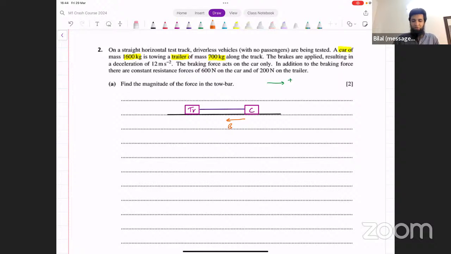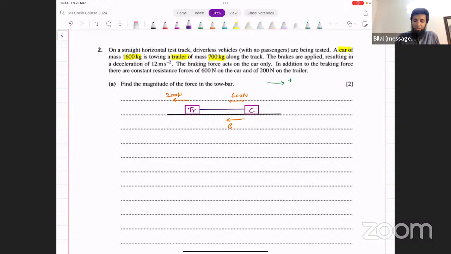In addition to the braking force, there are constant resistance forces of 600 Newton on the car and 200 Newton on the trailer. So there's a force acting towards the left side on the car that has a magnitude of 600 Newton. This is the resistance on the car. And on the trailer, the resistance is 200 Newton. Now, this resistance could include friction, air resistance, whatever. All of that is included here. All right. Now, these are all the forces acting on the car and the trailer.